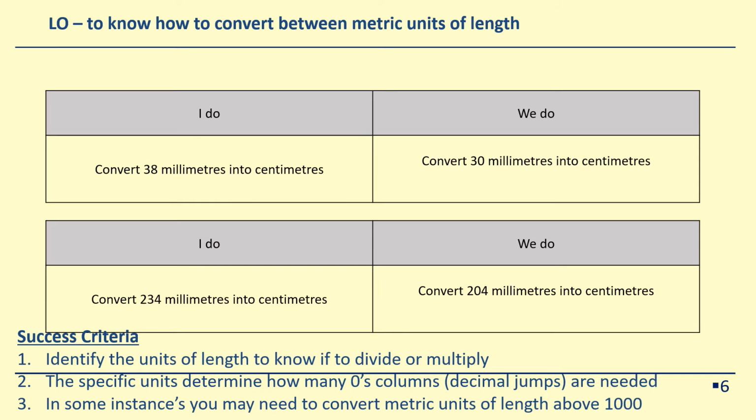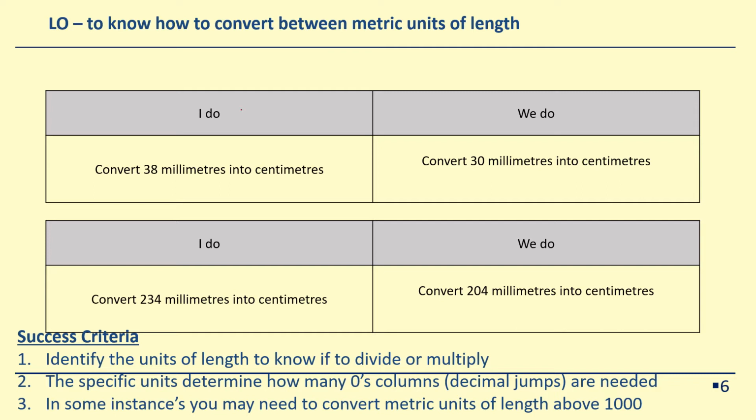So on the I do, we have: convert 38 millimeters into centimeters. So how do we get from millimeters to centimeters? Can you remember? Because it's asking us to do millimeters to centimeters, we're going to have to divide, so that the units become smaller for the centimeters, because we're using a smaller length to go into a larger length. We must divide. Okay, so we'll just look at the success criteria and look at number two straight away. The specific units determine how many zeros, columns, or decimal jumps are needed. That's how we'll work it out.